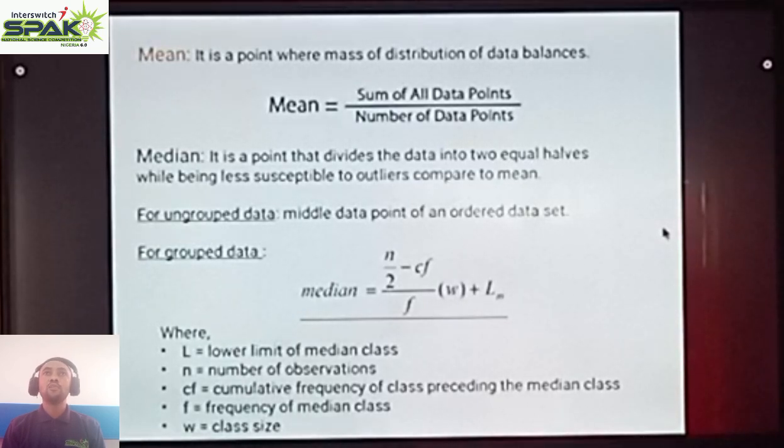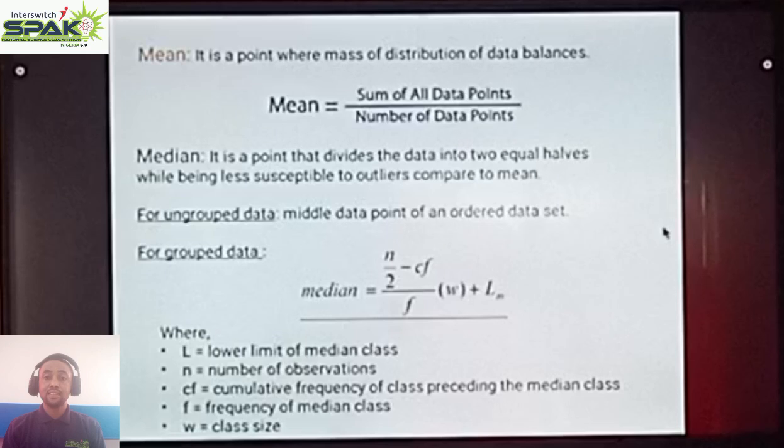N is the number of observations. That is the total number under consideration, which is the total frequency. CF is the cumulative frequency of the class preceding the median class. When you know the median class, you add up the frequencies before that median class, so the addition of frequencies before the median class is what CF represents.